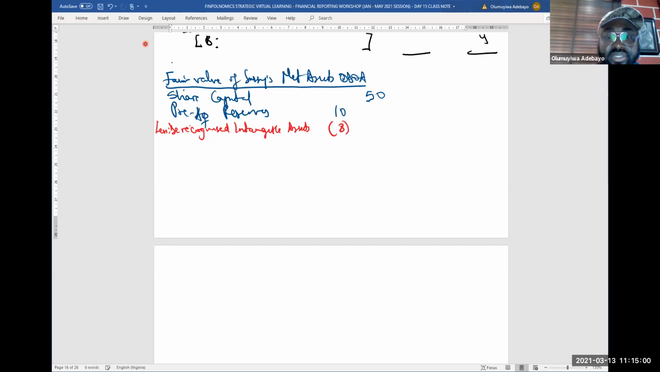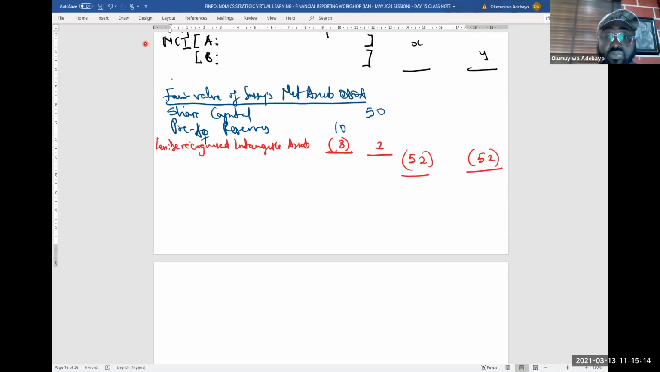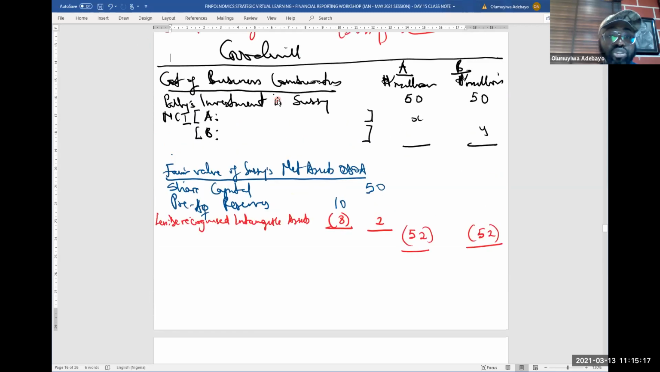How much? 8. What is left is what? 2. And this gives us what? 52. Now, if that is 52, we have 20% stake of 52 million. 20% of 52, that is 10.4.